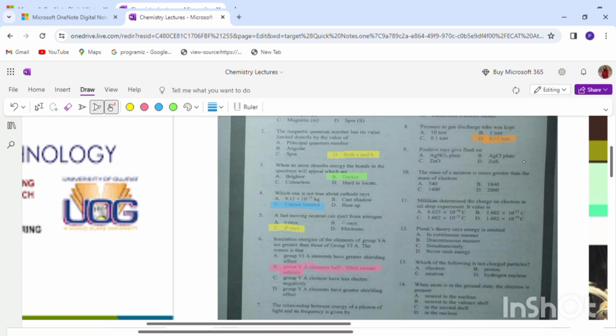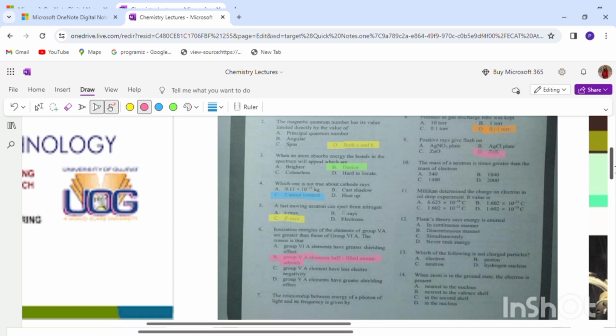Positive rays give flash on silver nitrate plate, silver chloride plate, zinc oxide plate, zinc sulfide plate. When we were discussing the production of proton and electron, we discussed the structure of the discharge tube as well. And we know that the entire tube was covered by zinc sulfide. So here the correct option is D, which is zinc sulfide.